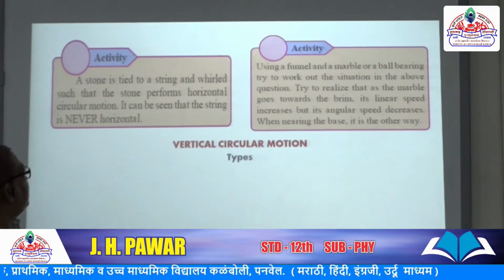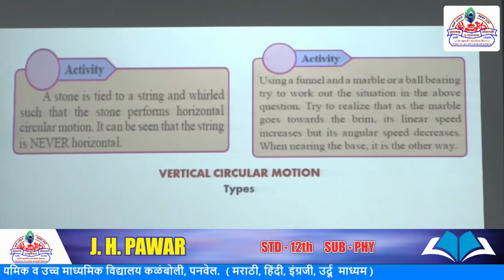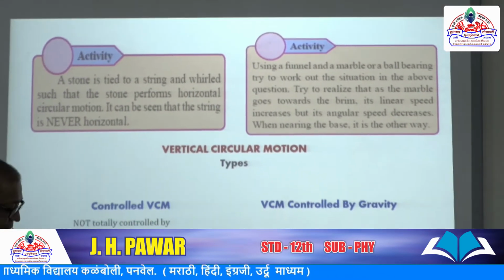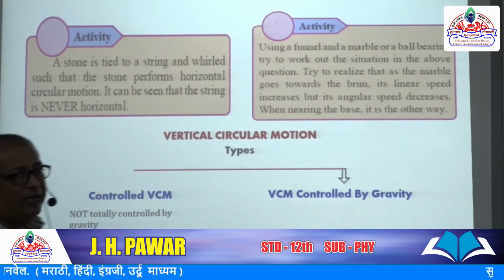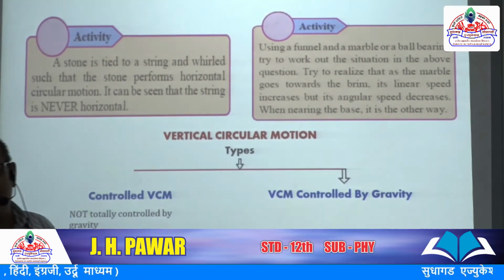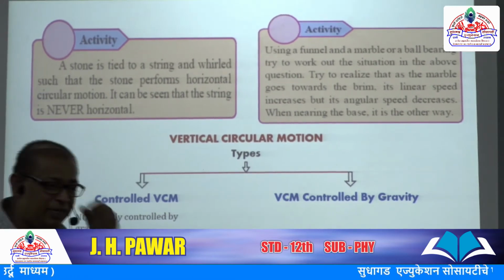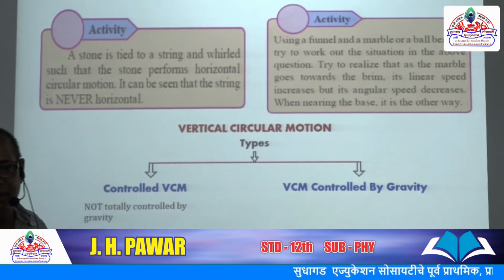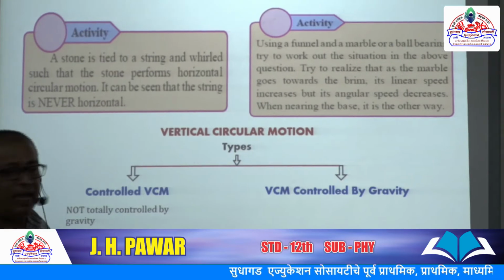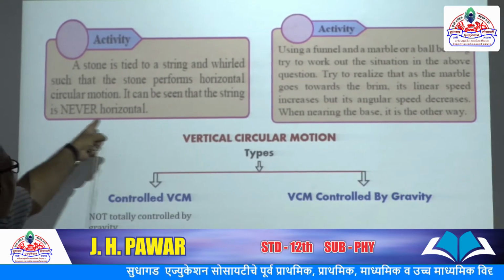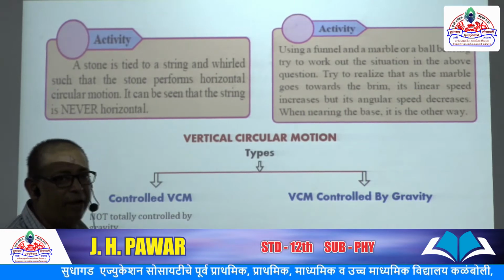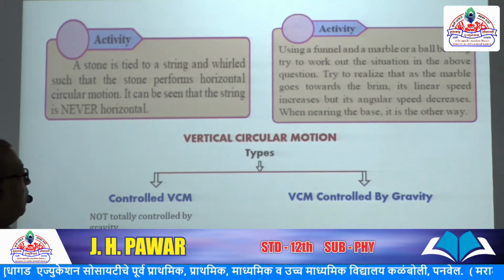Some activities are suggested here. A stone is tied with a string and whirled. You can take a stone tied with a string, or a light object, though it is not necessary, a heavy object is taken and revolved. Then you can see and feel that the string is never horizontal. You can do this activity at home. I have already made this activity here.